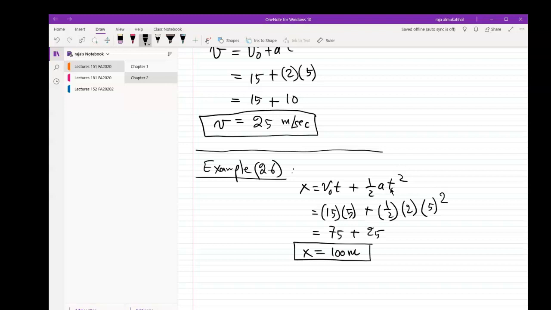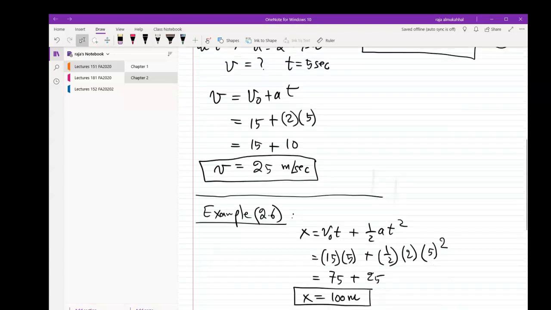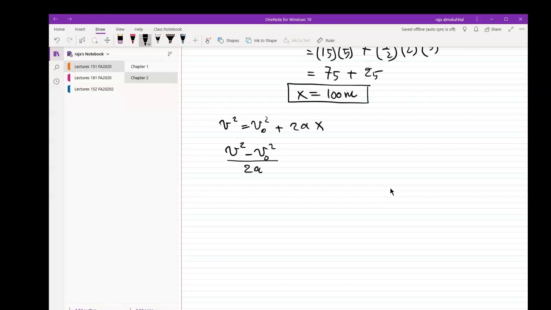Now I can use the second equation, equation number 2, right there, this one, and hopefully I will get the same answer. Let me write it down and show you. So here I have v squared equals v naught squared plus 2ax. Of course, I want to do the algebra first. So I'm going to solve for x. So that's going to be v squared minus v naught squared over 2a. That will give me x, correct?